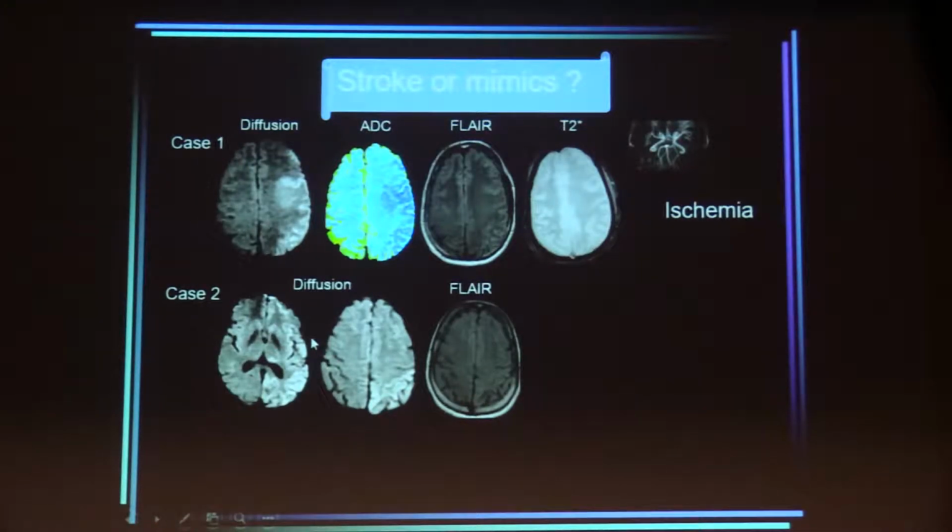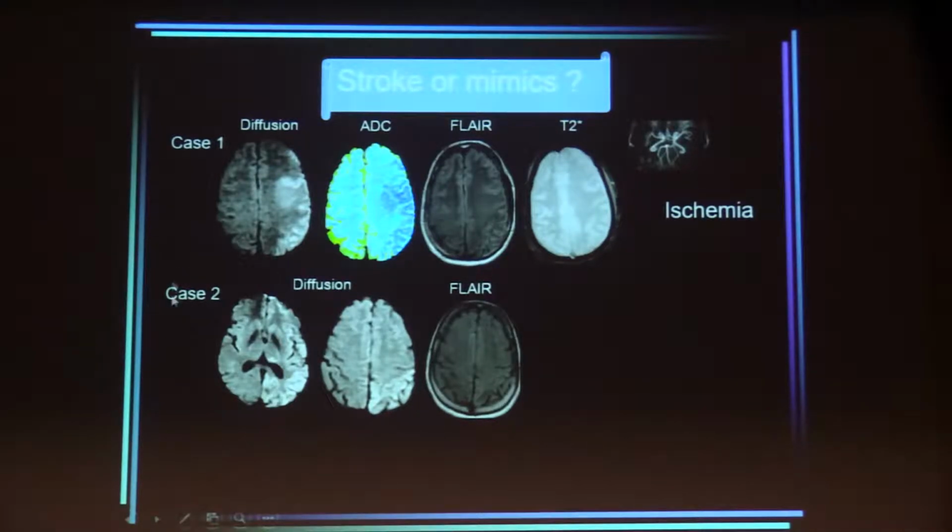These lesions could be in the MCA arterial territory, but as you can see there is a bright lesion here in the pulvinar and also in the occipital lobe, which is a second arterial territory, which makes the diagnosis of arterial stroke a little bit suspicious. There is nothing on the FLAIR.